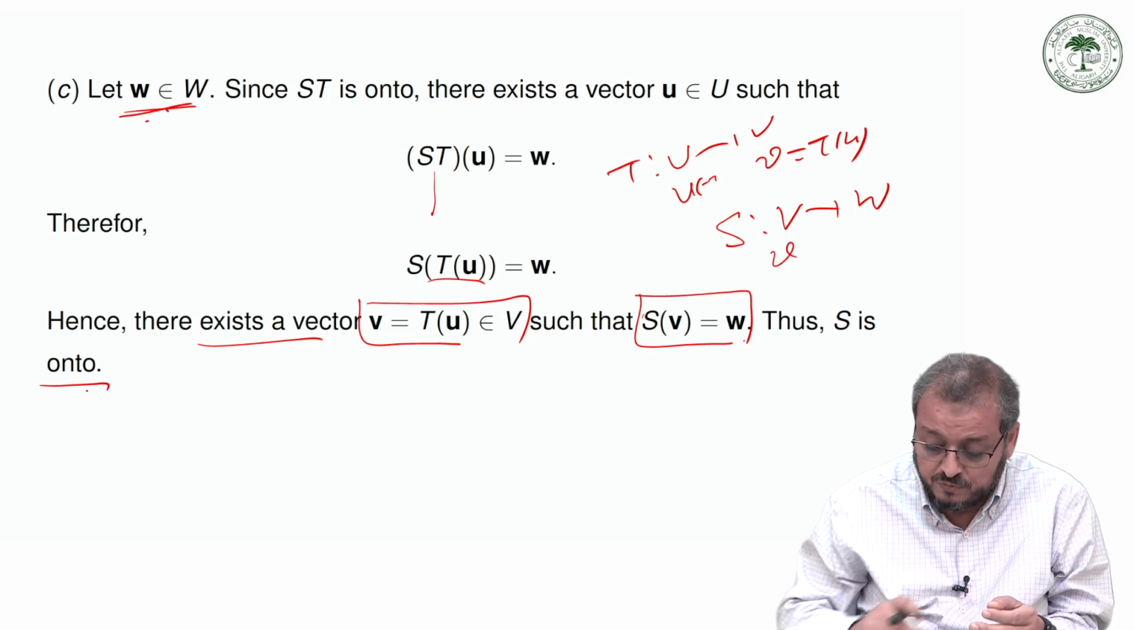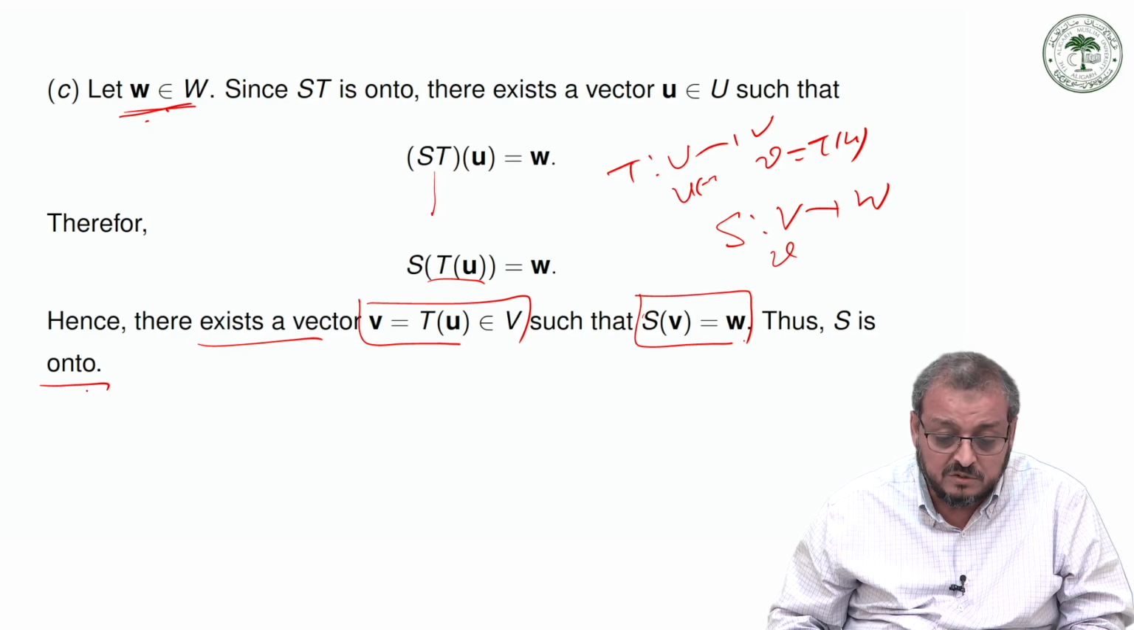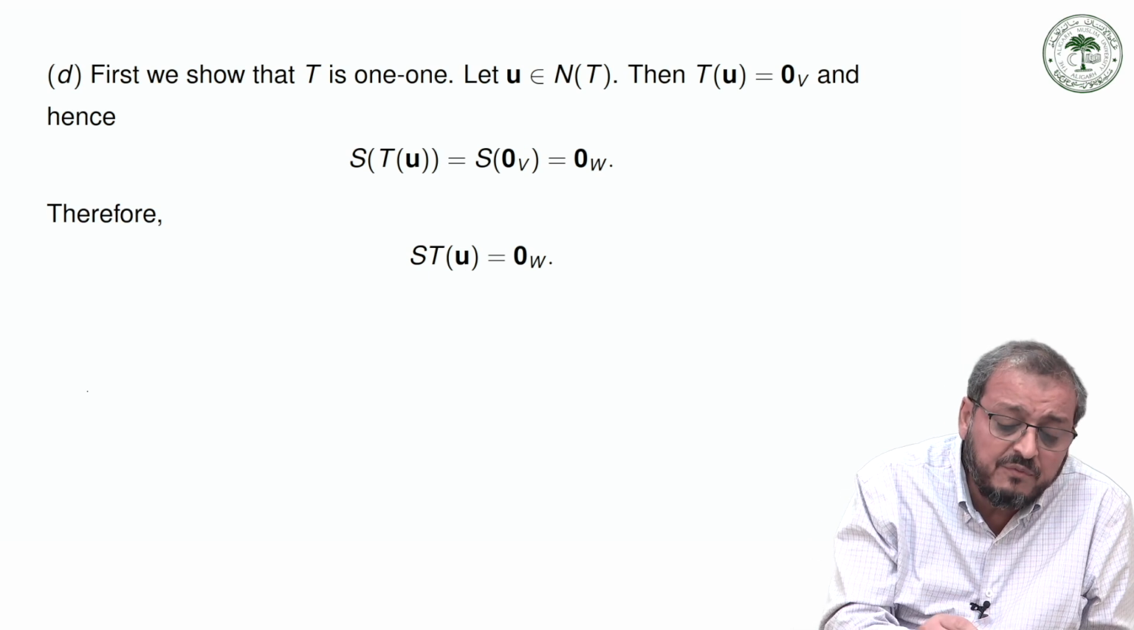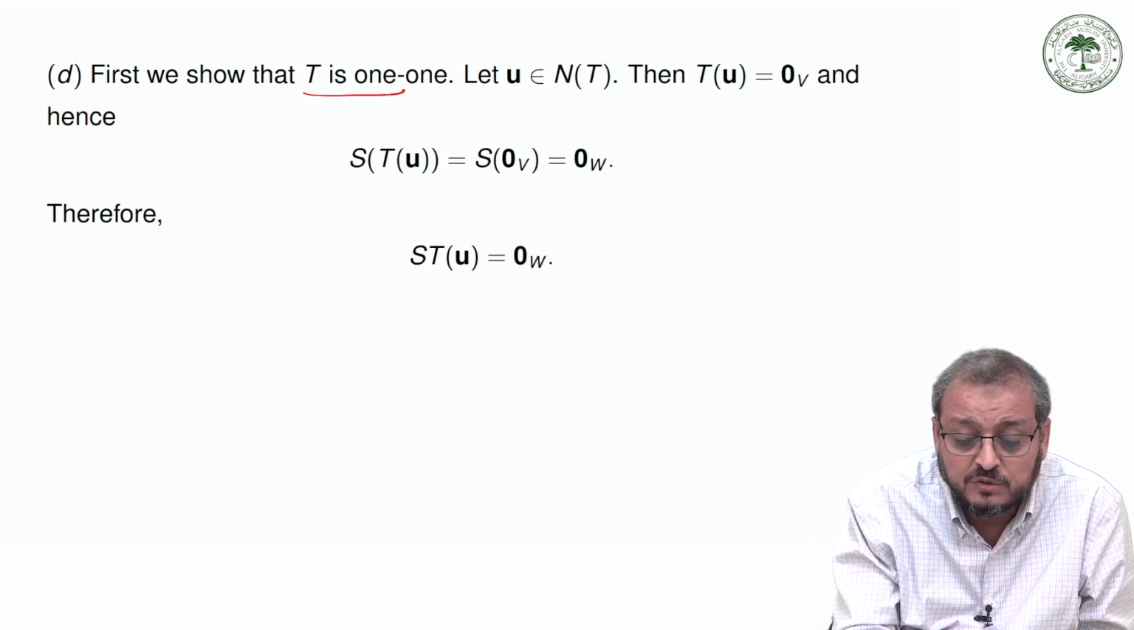So this means we prove this, the C part of this theorem. Also now we try to form the last part. D part: first show that T is 1-1. So first we show that T is 1-1.